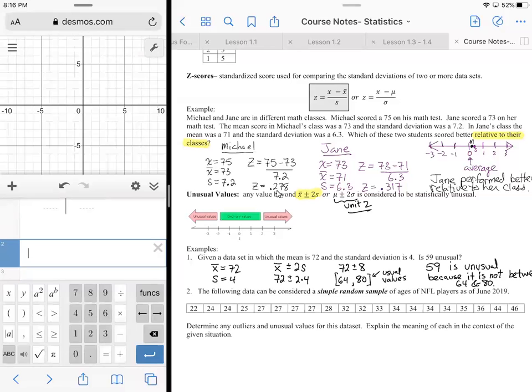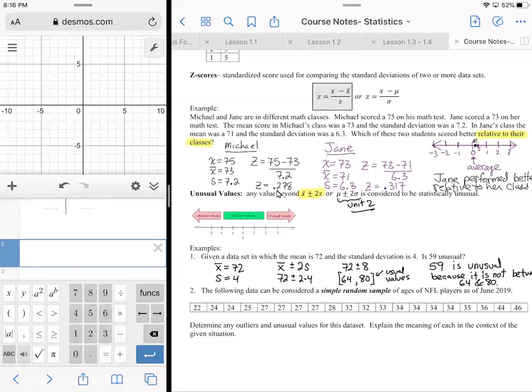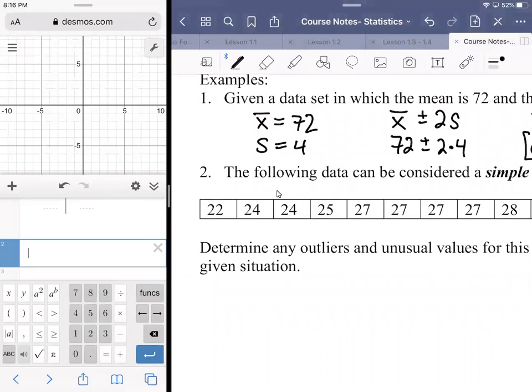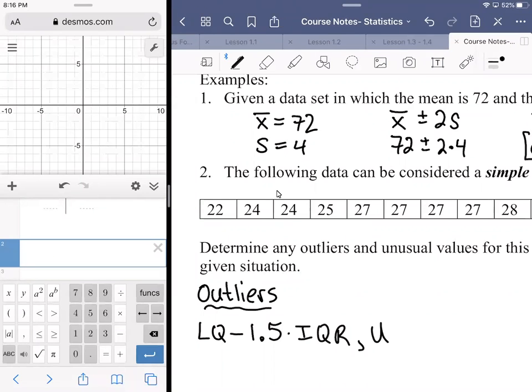Right. So I think it kind of makes sense if we're going to talk about outliers, I might want to write the formula for outliers. Right. So that's LQ minus 1.5 times the IQR, comma, UQ plus 1.5 times the IQR, in brackets.